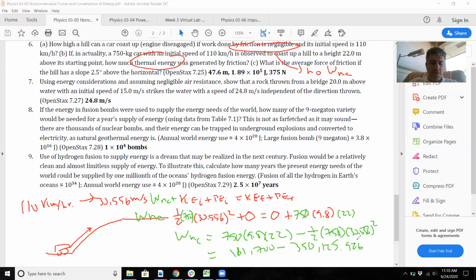So I'm doing 161,700 minus roughly 350,125. So you get about negative 188,425 joules, or we say about 1.89 times 10 to the 5th, because you have to move the decimal point over. Let me write that more neatly. You take the decimal point, move it 1, 2, 3, 4, 5 places to the left. And it's negative because it's friction, right? So that's how you do part B. Now you have the answer for part B.